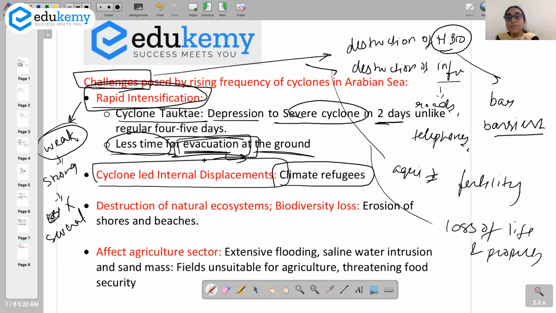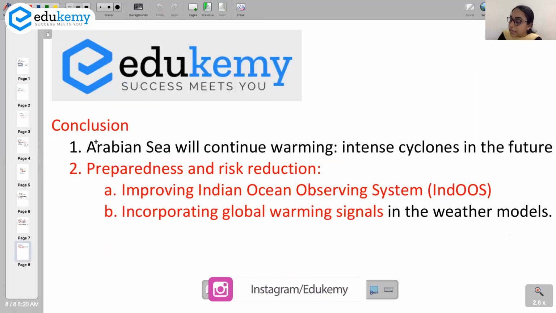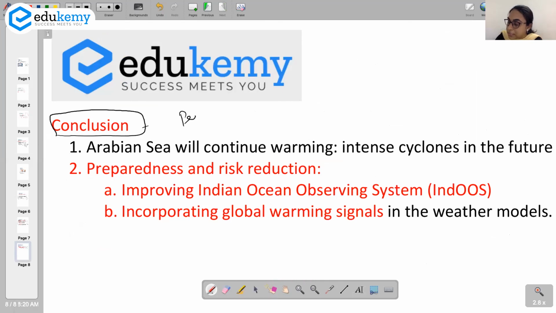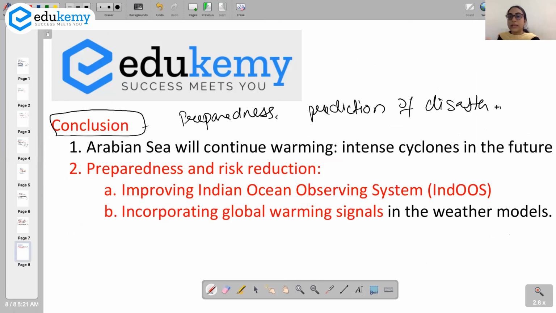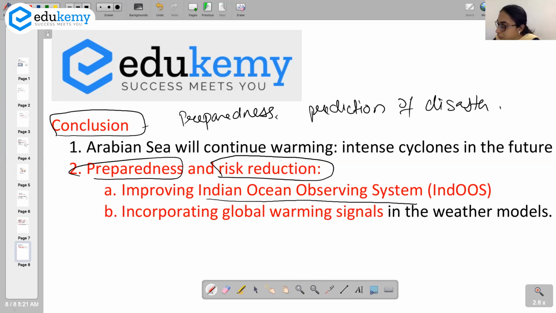What is the way forward? The way forward is that you prepare yourself for the disaster. In any disaster answer, you can use terms like preparedness and prediction of the disaster. When we know that the Arabian Sea is warming and will continue to warm in the future, we have to be prepared and go for risk reduction. We can use a system like the Indian Ocean Observing System. We have to observe the Indian Ocean, and there has to be a system to observe it.